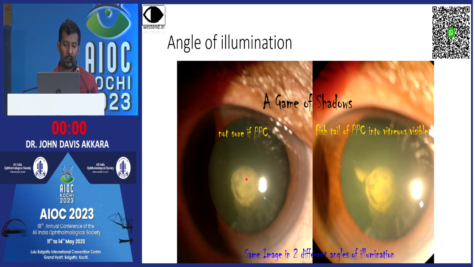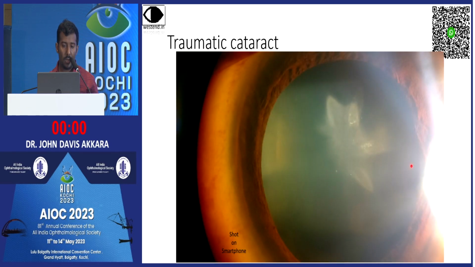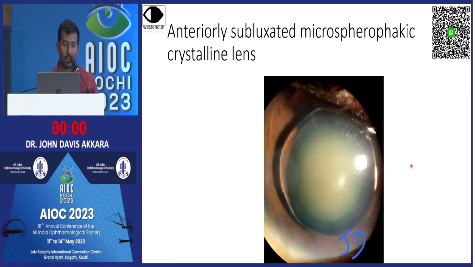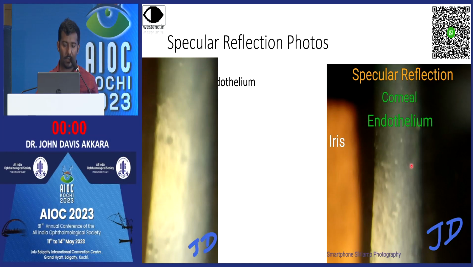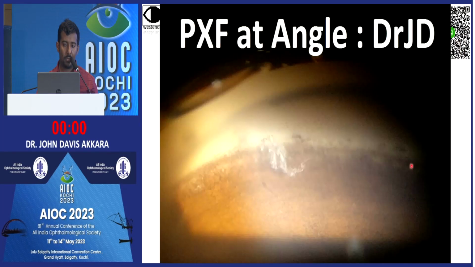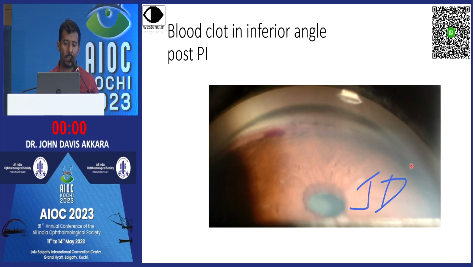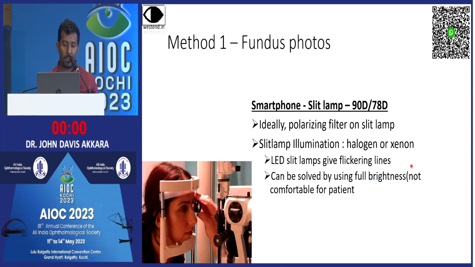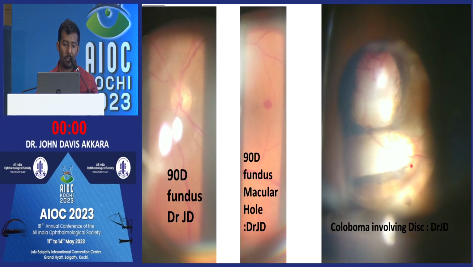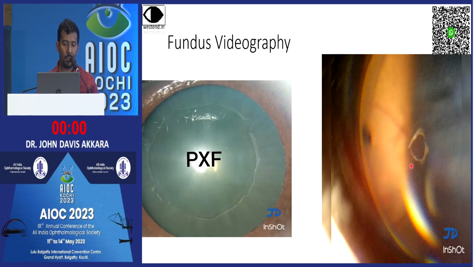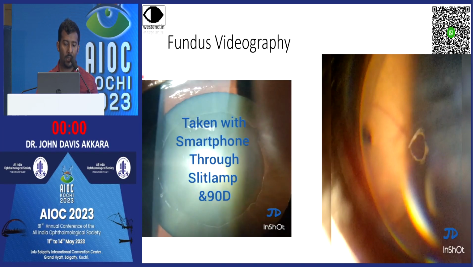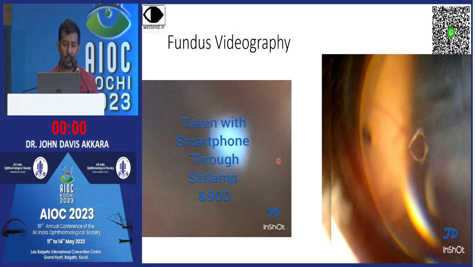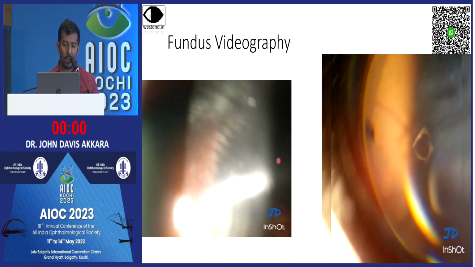So if you do it like this, you cannot see this posterior extension. This fishtail is seen here. So this is a traumatic cataract. This is an anterior subluxated cataract. This is specular reflection. And these are all images which you can take with your smartphone. So I want to just conclude by saying that these imaging options are available to you in your pocket. Please use them. These are taken from a 90D lens. This is also taken from a 90D lens. So all these are definitely available to you.